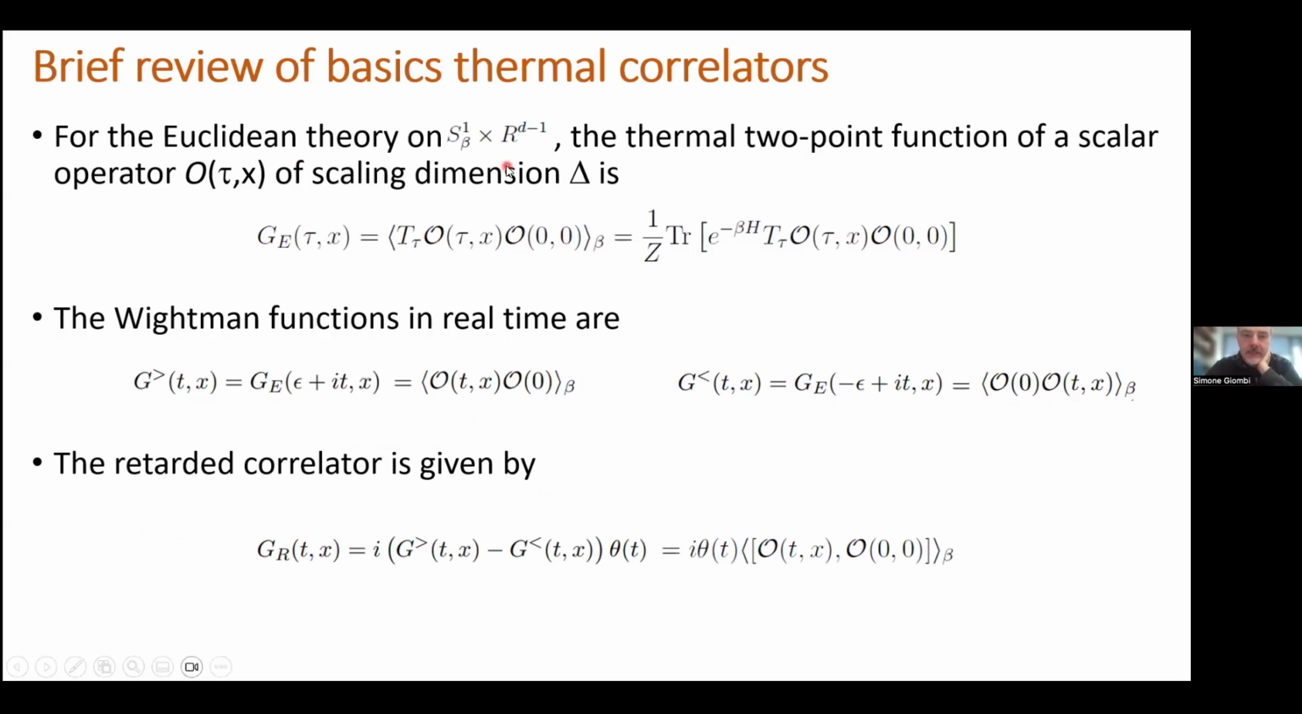So if we start with the Euclidean theory, where we have the thermal circle, the usual thermal Euclidean two-point function is just this one, where T denotes the Euclidean time ordering. And then to go to real time, we can define the Wightman functions as usual by analytically continuing these Euclidean correlators. And the Wightman functions basically give the real time two-point function with the two orderings, either this or this. And from the Wightman functions, one can get the retarded correlator as the difference of the two Wightman functions, which gives the commutator.